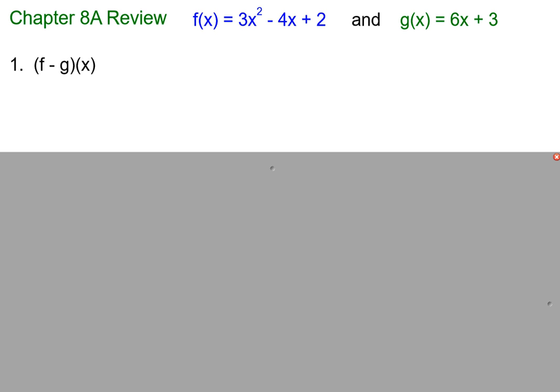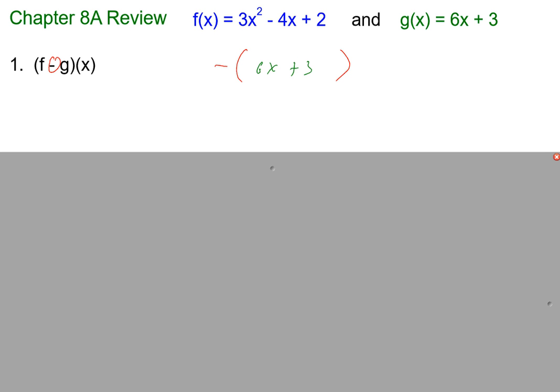All right, so you've got two functions. The f function is 3x squared minus 4x plus 2. The g function is 6x plus 3. First thing I want you to do is what number 1 says to do. I'm going to pause and give you time, and then we'll take a look and see what you did. All right? You didn't do that because it's the f function minus the whole g function.